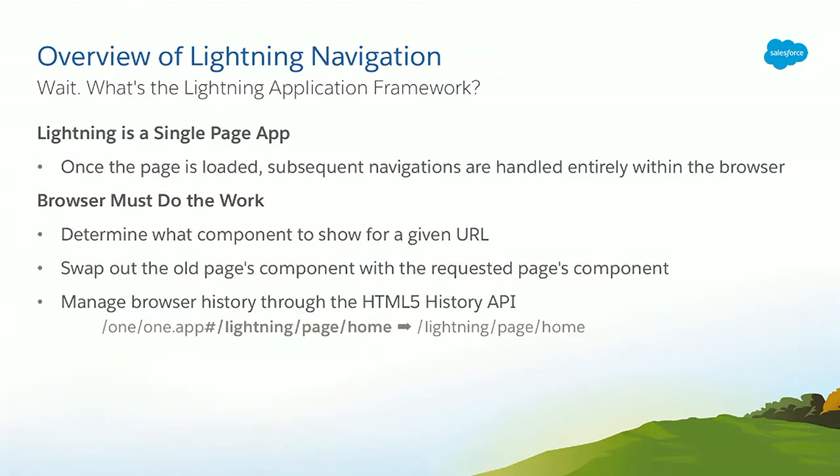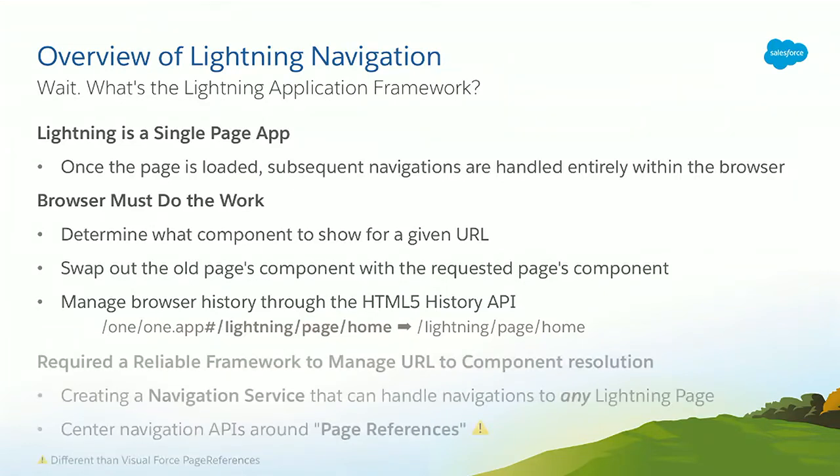You may have noticed that we recently removed the hash mark. The hash was followed by a segment. That's been replaced with what looks like a real URI using the history API. Given all this, it's required us to create a general navigation service that can handle navigations to any Lightning page. And the way we've done this is that we've centered it around a concept called page references. You may have heard of page references before in the context of Visualforce. This is not the same thing. We just borrowed the same name, aside from the fact that it has to do with the page.